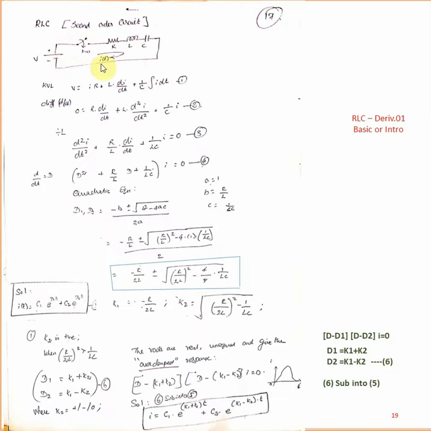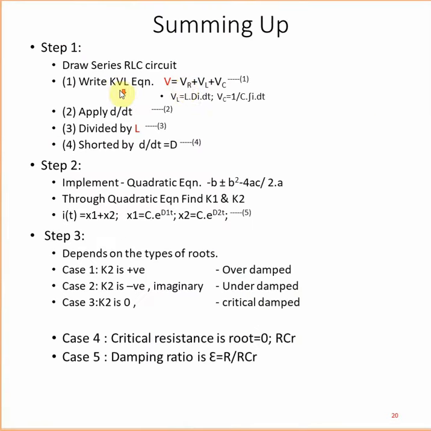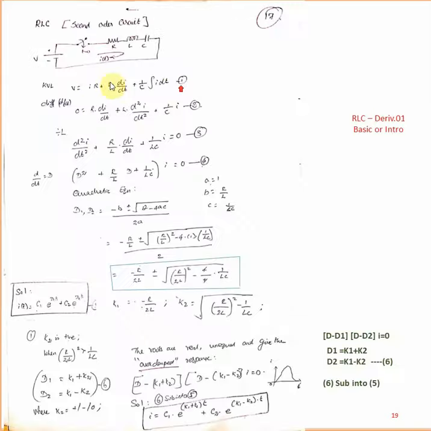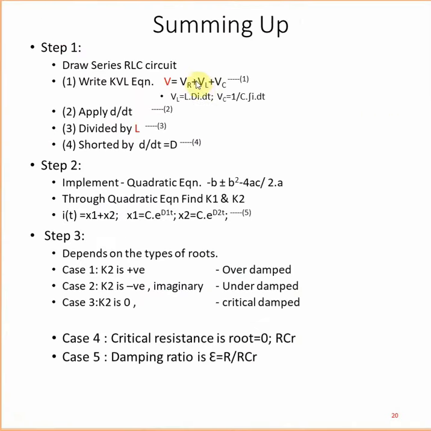Next, what is VR? VR is nothing but Ohm's law: V is equal to I into R. So replace it: VR is equal to I into R. Then next, VL. What is the equation? VL is equal to L di by dt, which you saw in the first unit's tabulation. Substitute L di by dt for VL.